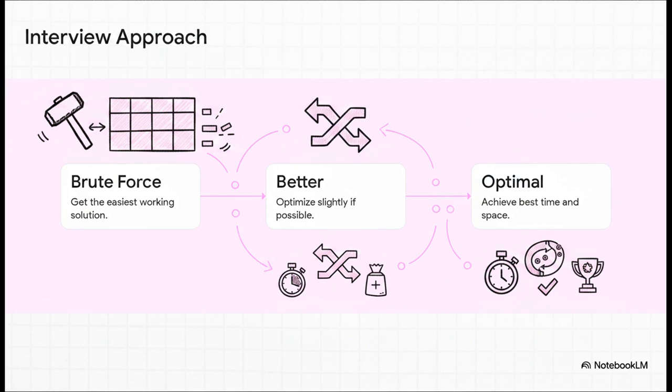Round 1, brute force. Just get the easiest, most obvious working solution on the board before the nerves kick in. Think, using a temporary array to hold elements. Then round 2 is your better solution. You optimize it slightly. Maybe you save some time, but you're probably still using extra space. Then we hit round 3, optimal. This is where you lock in the absolute best time and space complexity, usually doing the work in place right before you inevitably run out of whiteboard space. Taking them step by step like this leaves a massive positive impact.